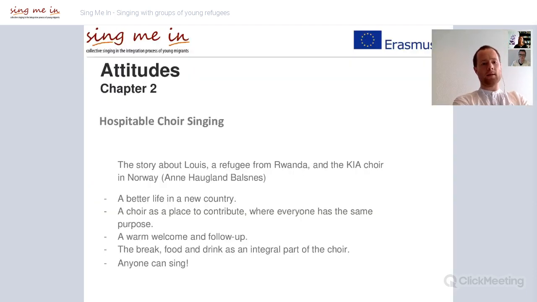So, moving on to attitudes, which is the second chapter. Here comes another story from a Norwegian researcher, Anne Haugland Balsnes, who has been studying, among other things, an intercultural choir, a multicultural choir in the south of Norway. And in the handbook, she tells a great story about Louis, who's a refugee from the genocide in Rwanda, who joins a choir in Norway.